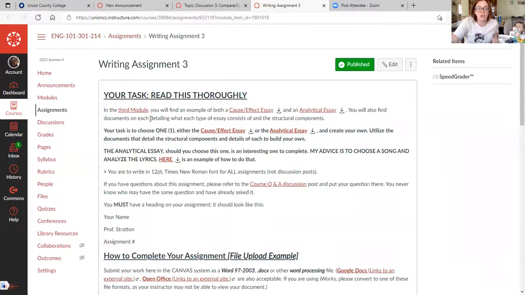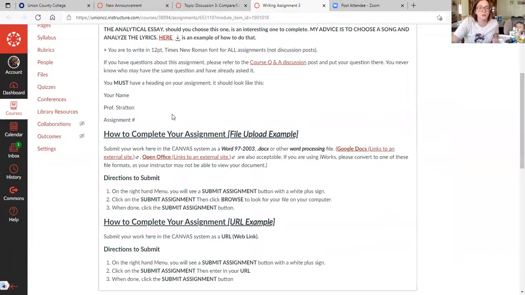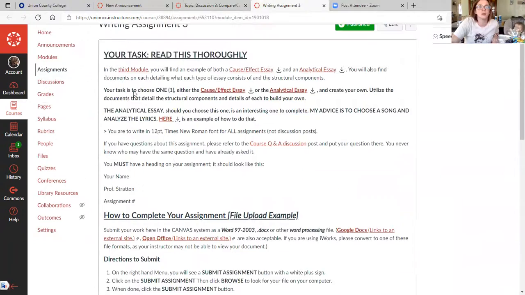Okay, so your writing assignment. Third module, obviously I have the links again for you, cause and effect and analytical. You're going to find the documents detailing that I just went over. So you're going to choose one to create your own. Utilize the documents that detail the structural components and details of each to build your own.